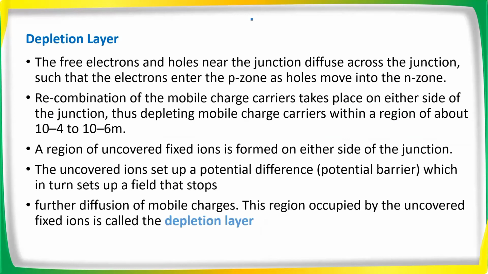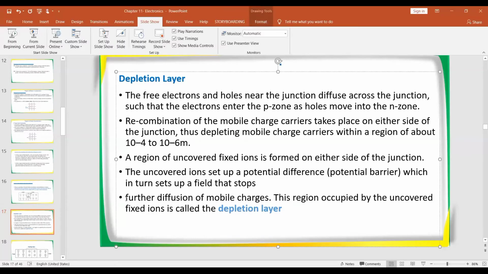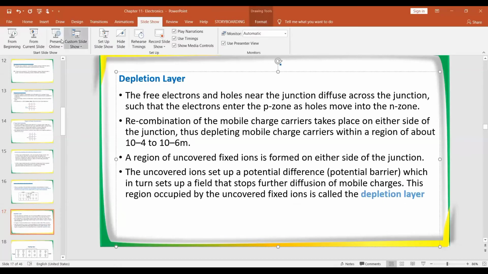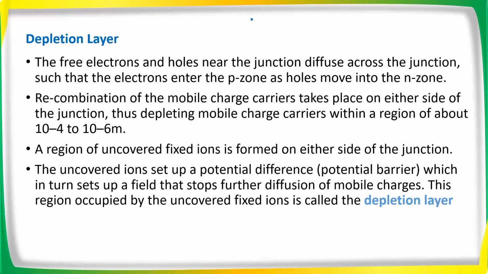It creates what we call a potential difference, which is known as a potential barrier, which will make the electrons now not move from, just a minute. It should have been a continuous sentence. We have the intense field that sets up a field that will stop further diffusion of mobile charges.